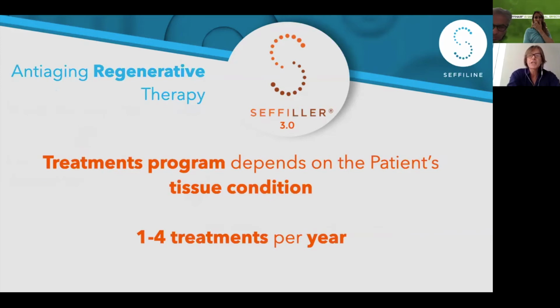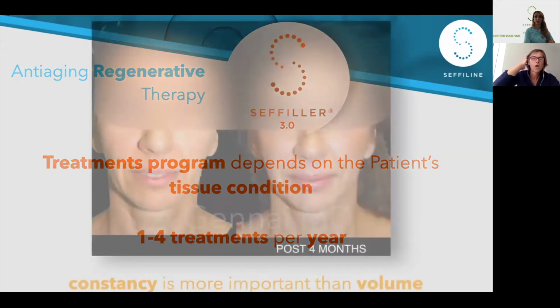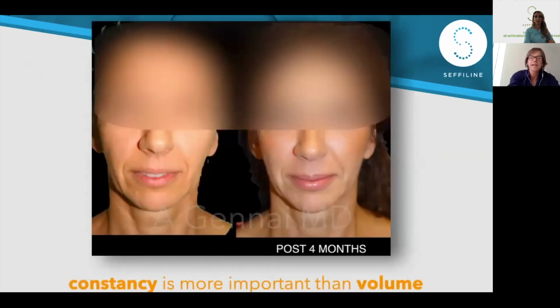The average treatment is 2 treatments per year per patient, but I suggest not less than 1 treatment and not more than 4 treatments per year. You can see some cases. When you talk about regenerative therapy, you have to consider that constancy is more important than volume. And so the constancy of the patient is more important than the volume that you are injecting in the treatment.